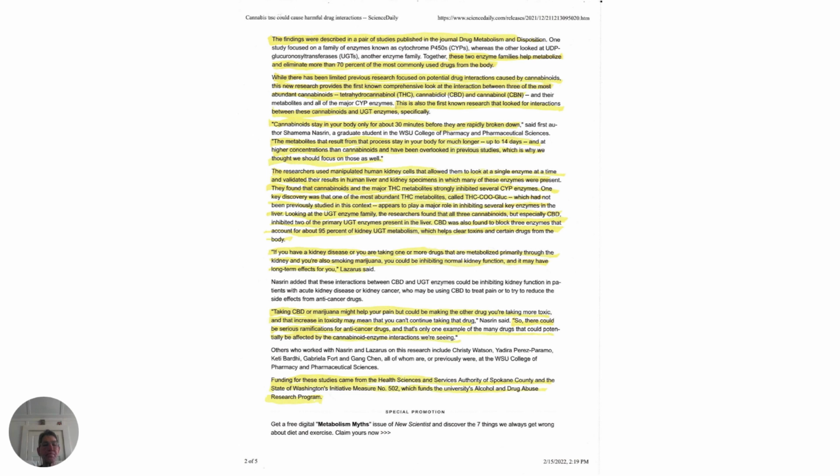That's it, everybody. As you know, I'm just an addict. I'm not a doctor. This is not medical advice. Please do your own research. This is just an article I'm covering from the Science Daily website.